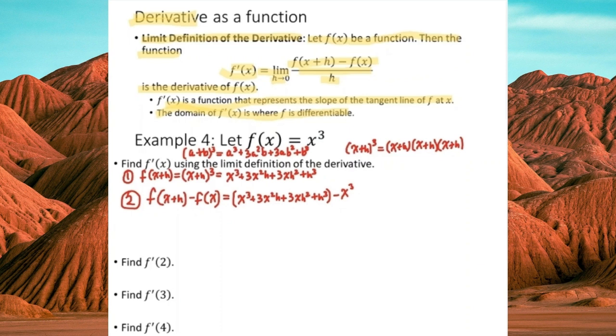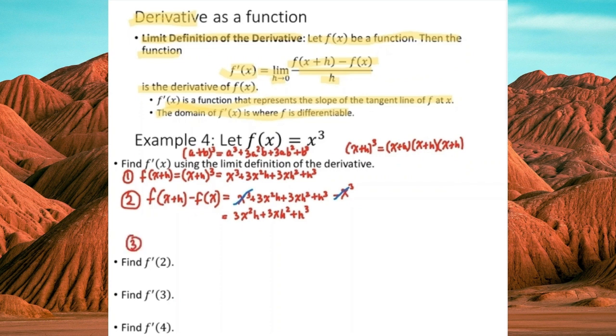The parentheses were placed to emphasize that anytime we're replacing something with an expression, we should put parentheses around it. However, around the f of x plus h, we do not need the parentheses since there's nothing to distribute. So we'll drop those parentheses. Then we can collect our like terms, and we can see that the x cubes cancel. And we're left with 3x squared h plus 3xh squared plus h cubed.